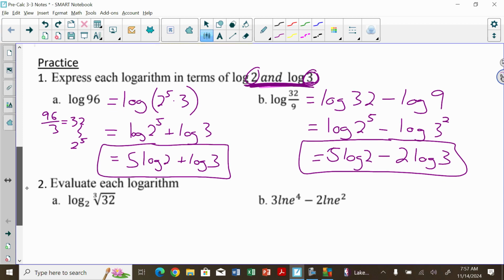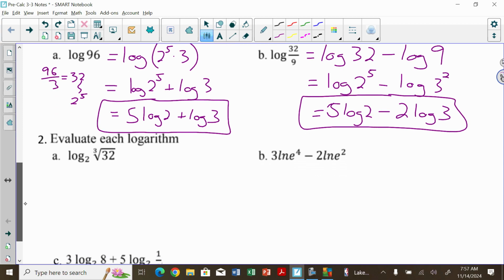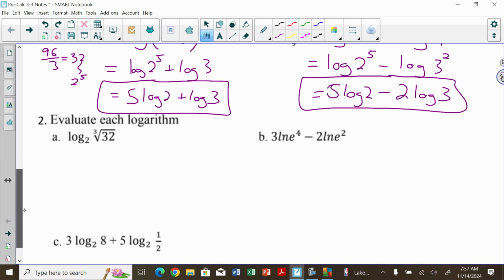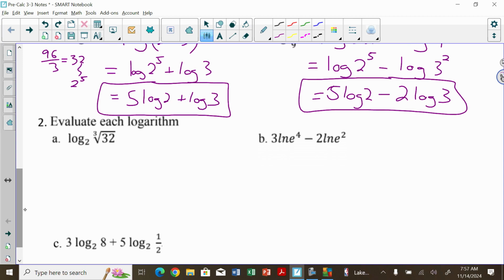Okay, so now we're going to continue on, and this next couple of examples are just evaluating these. Evaluate each logarithm. It doesn't have you write it in a certain term. So now we're trying to see if we can simplify this into a different term. In this case, again, I can break that 32 into a power of 2.